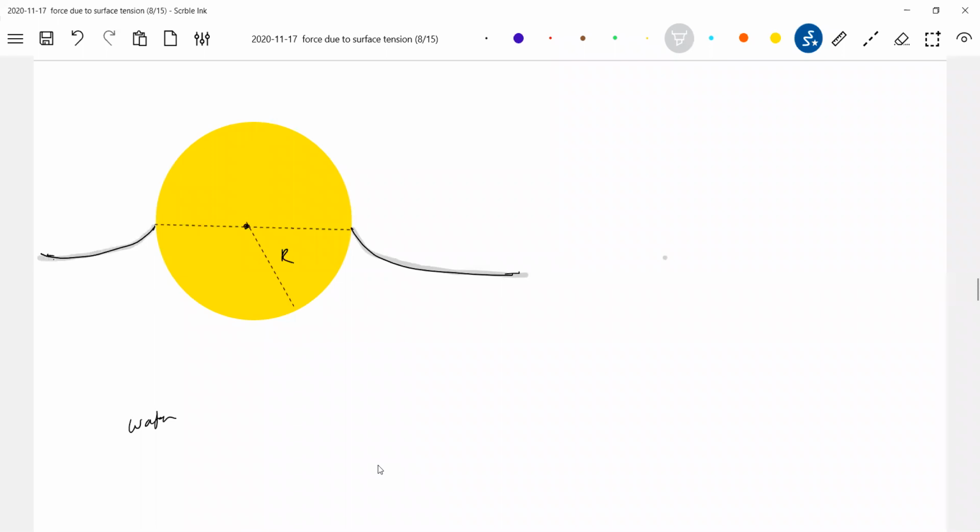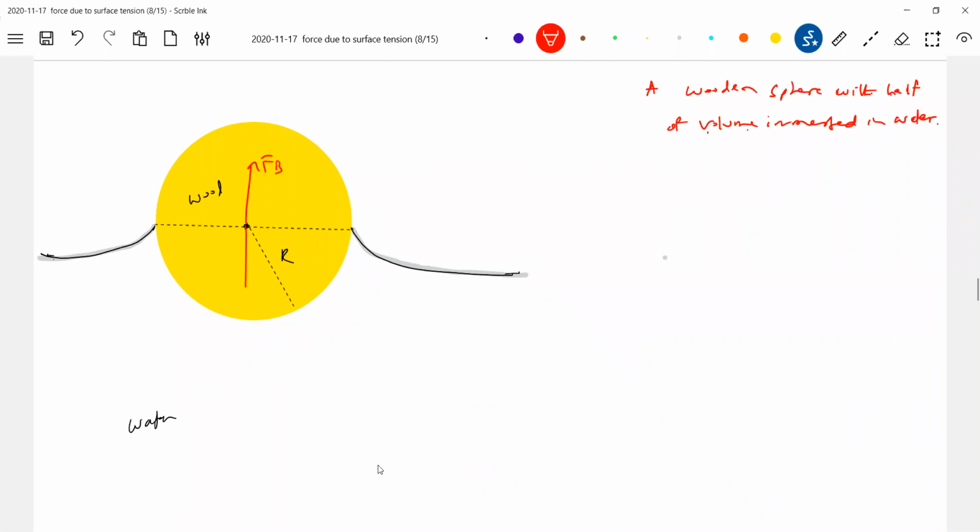Tell me what forces will be acting? Now you know enough ideas. A buoyant force will act. So what is the question? A wooden sphere with half of the volume in water. There's a condition given. Tell me what forces are acting? Buoyant force, weight of the solid.